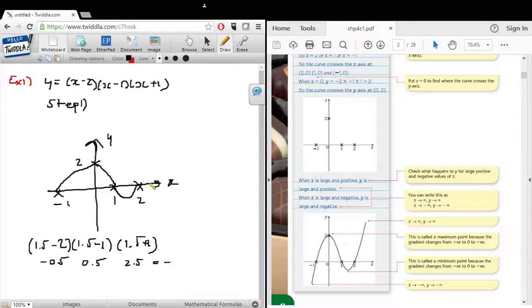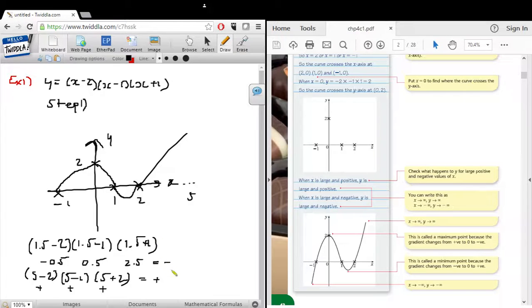Similar thing here, let's take 5 as an example, so 5 will be later on down there. We'll say 5 minus 2, 5 minus 1, and 5 plus 1. Again, this is going to be positive, this is going to be positive, this is going to be positive. So we know that this is going to be a positive answer, which indicates it's going to go that way.